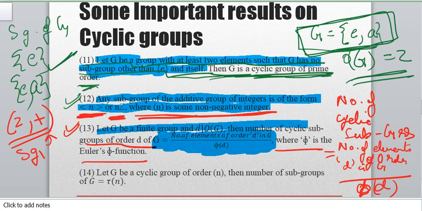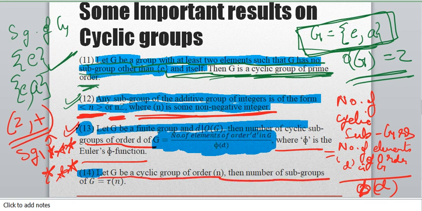Next one is the 14th one. Now these two are connected, this and this. I want you to mark these two as important points, and they are connected to each other. It says, let G be a cyclic group of order n, then the number of subgroups of G is equal to tau n. This is tau, T-A-U, tau, not O. It's a Greek alphabet.